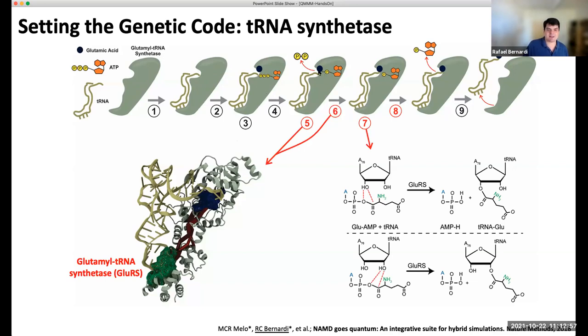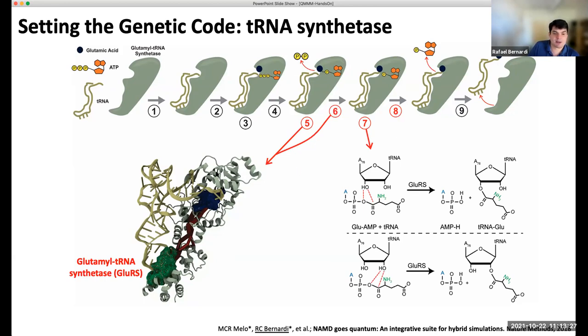Then you might study this part here also with QM/MM, where this reaction occurs. You can use QM/MM together with enhanced sampling methods to study these steps here, which is the one we did. Then you can use just classical MD with enhanced sampling methods to see how long it's going to take for the AMP to leave. The same thing for the tRNA. You can study this whole process using the tools that NAMD and VMD offer. Okay, so let's look at these steps specifically.